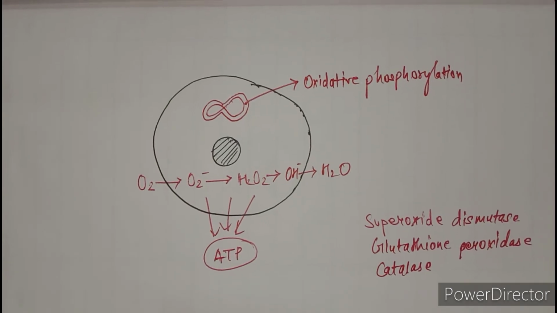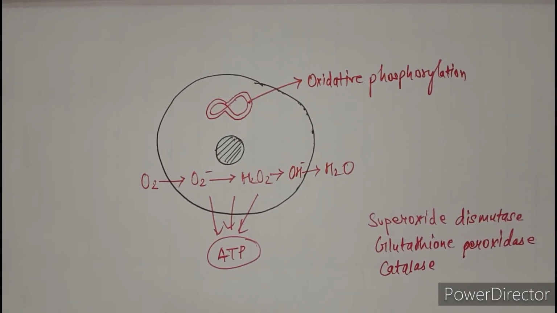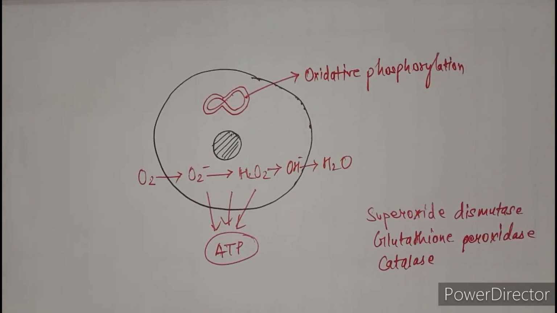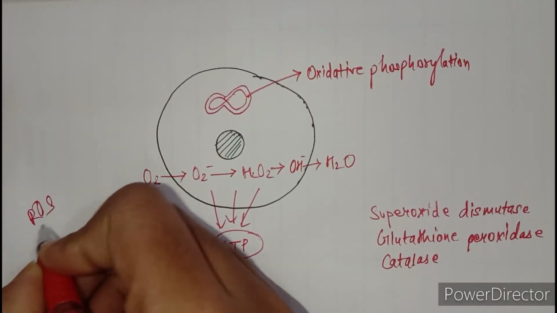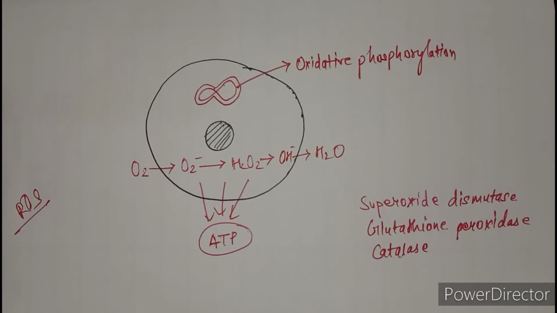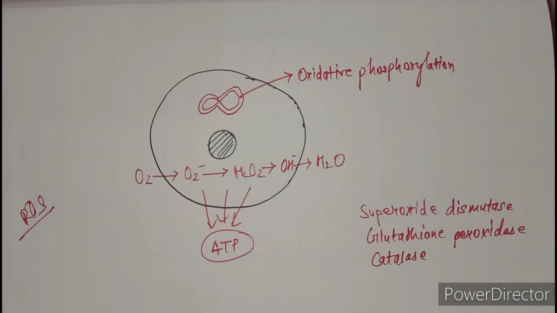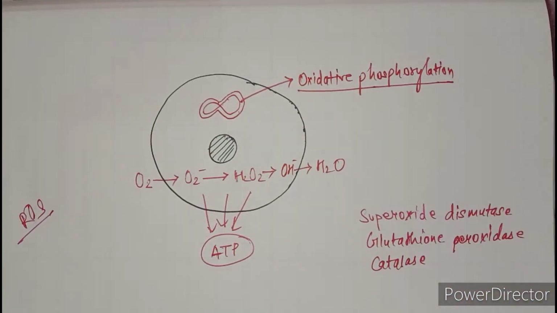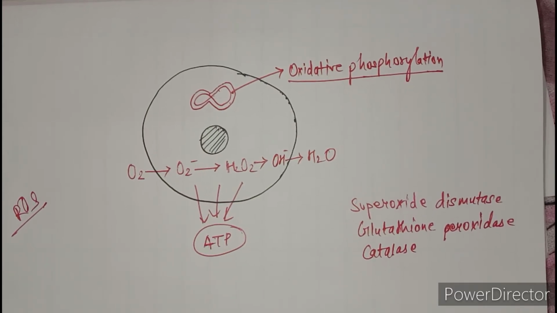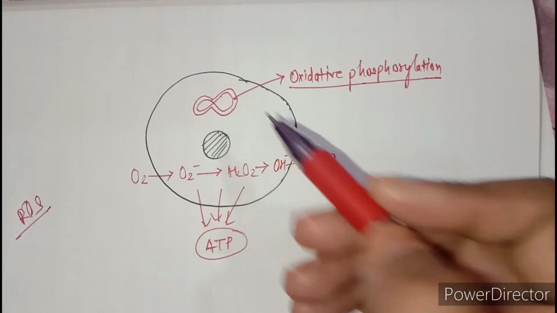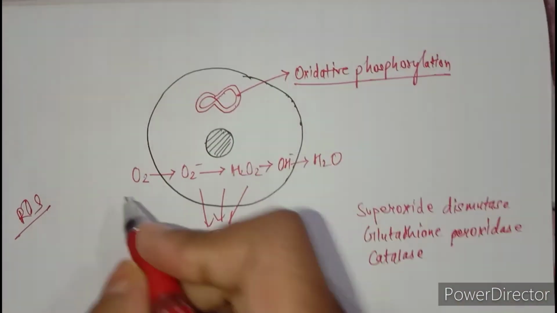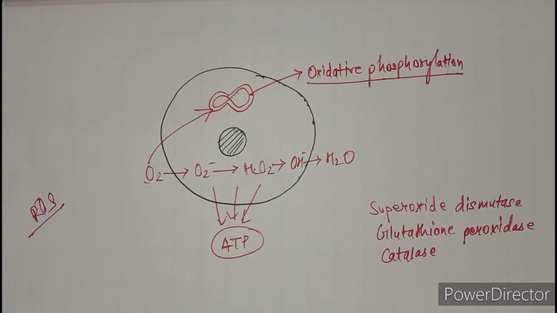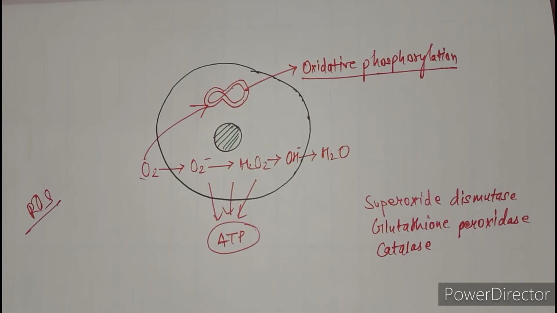Now let's come to the 5th mechanism of cell injury, that is free radical injury. As we know, free radical injury is also known as ROS, that is reactive oxygen species. In the mitochondria, oxidative phosphorylation takes place. So what is oxidative phosphorylation? It takes place in the inner membrane of the mitochondria. As we know, O2 enters the inner membrane of mitochondria and ultimately gets converted into water.